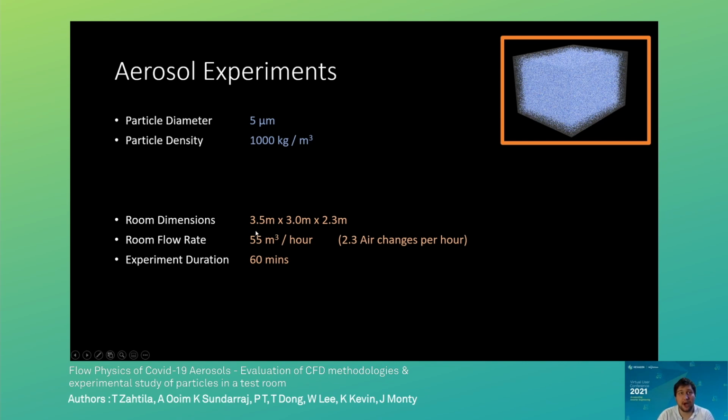Again, if you want to try this at home, our room dimensions were 3.5 meters by 3 meters by 2.3 meters tall. We had a 55 cubic meter per hour airflow from the HVAC, which corresponds to 2.3 air changes per hour. And the experiment went for 60 minutes.